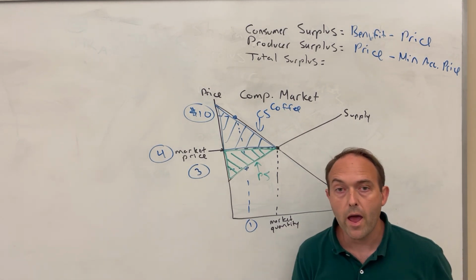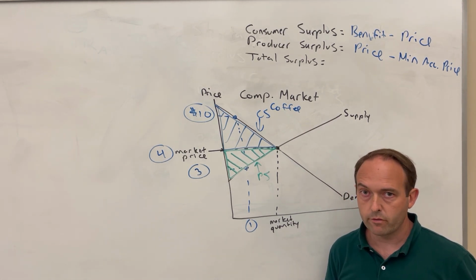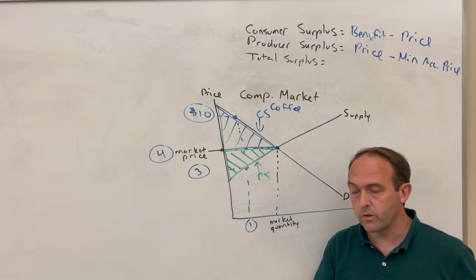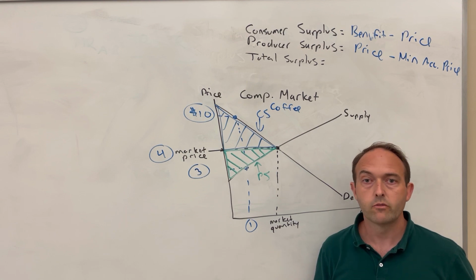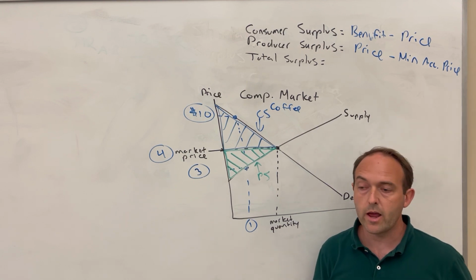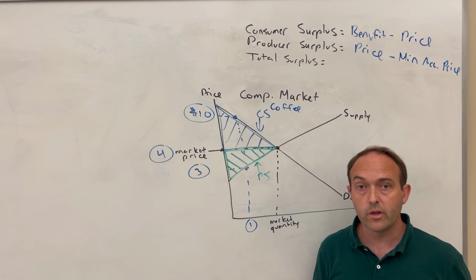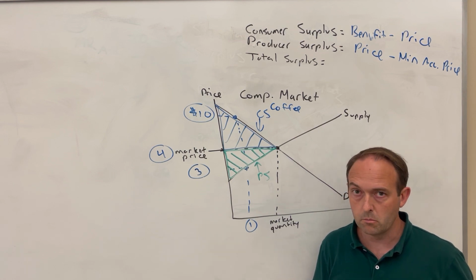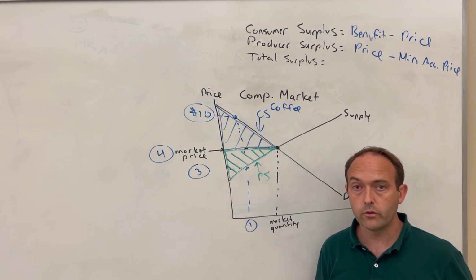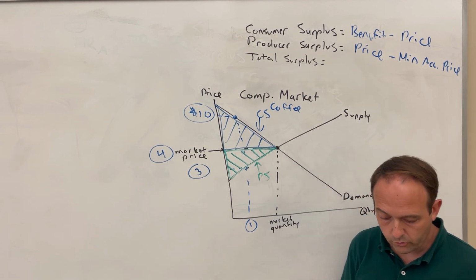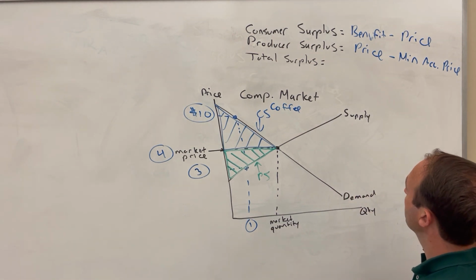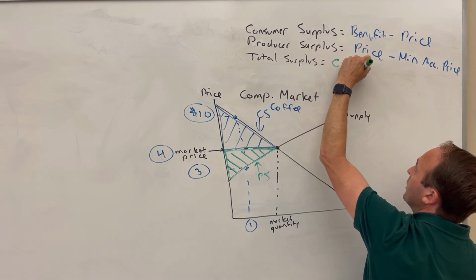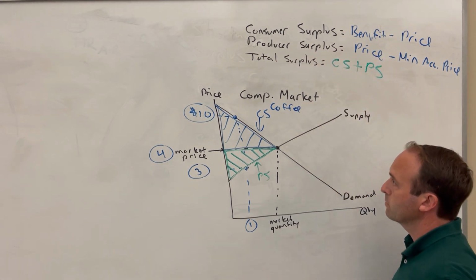Now, our last measurement that we're going to get from this graph is going to be total surplus. Total surplus is a measurement of the total benefits society gets from a transaction, right? So if a transaction has both a buyer's side and a seller's side, the total surplus is going to look at the consumer or buyer's benefit, their surplus, plus the producer side, the producer surplus. So total surplus as a calculation equals consumer surplus plus producer surplus.